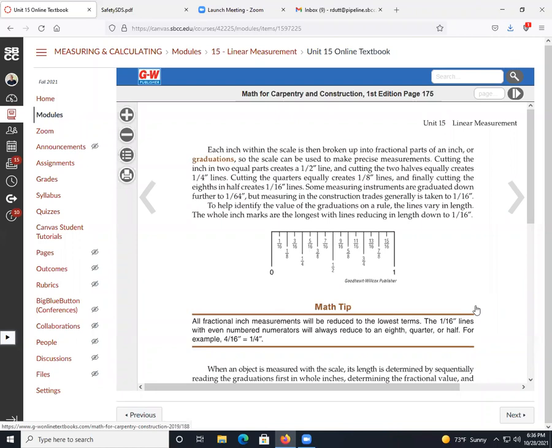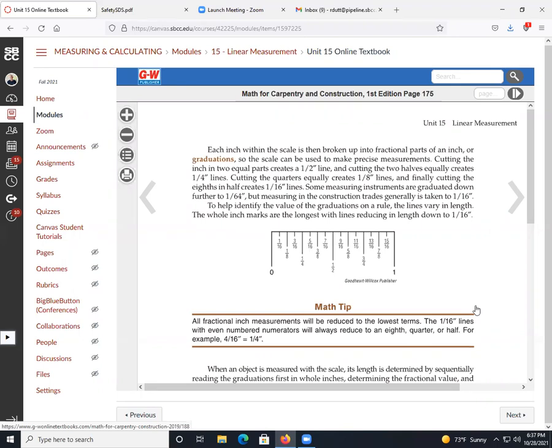So, again, we've all seen tapes, and you're not seeing this, and we'll show it later, but there's a tape, and it's broken up into fractions of an inch and feet and inches, and then all the way down here into eighths and sixteenths. It calls them out. Just looks pretty much exactly like that. They're called graduations. I always thought it was gradations, but it's not. It's graduations. So the scale can be used to make precise measurements.